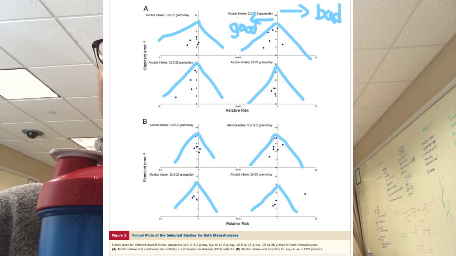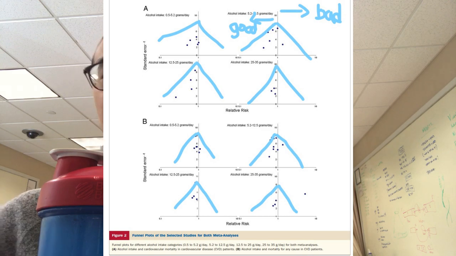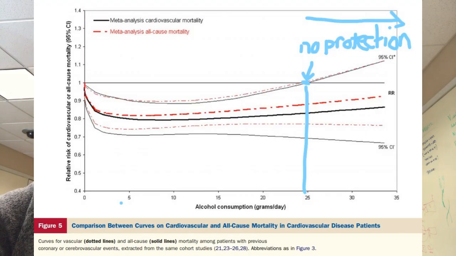They give a funnel plot, and basically you have a statistic, like a test to examine this, and they didn't find any evidence of publication bias. So this is the meat of the paper. This is that J curve. I know it doesn't really look like a J, but use your imagination.